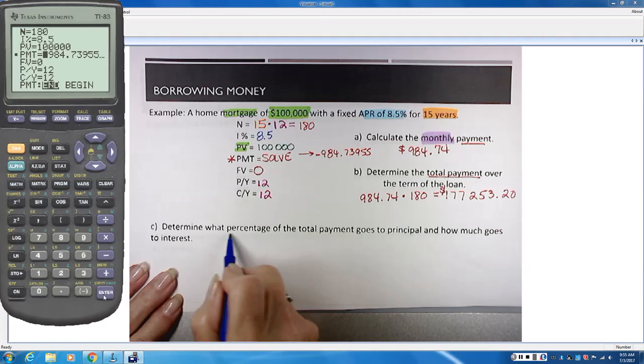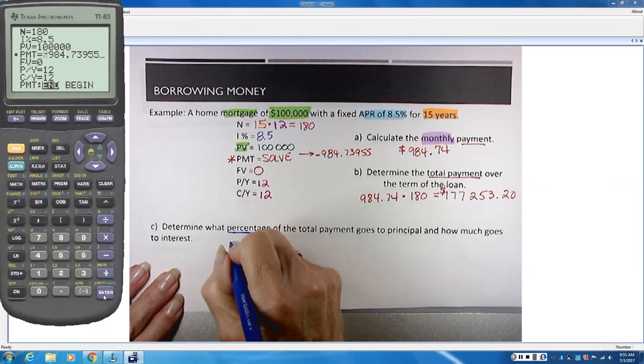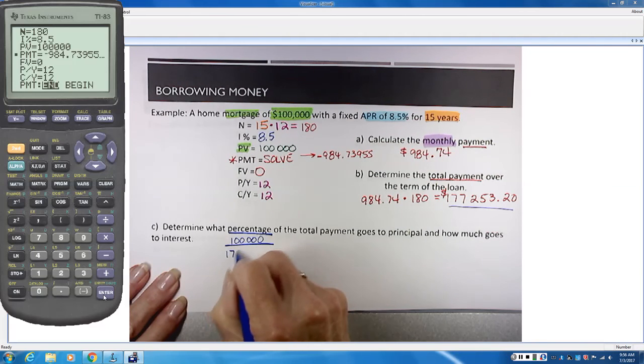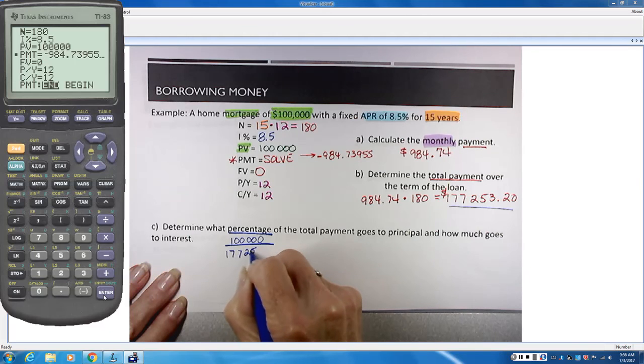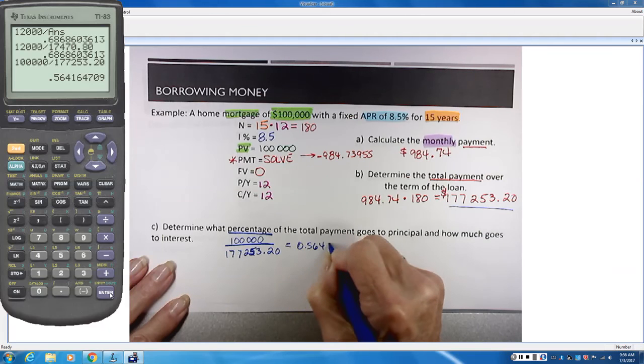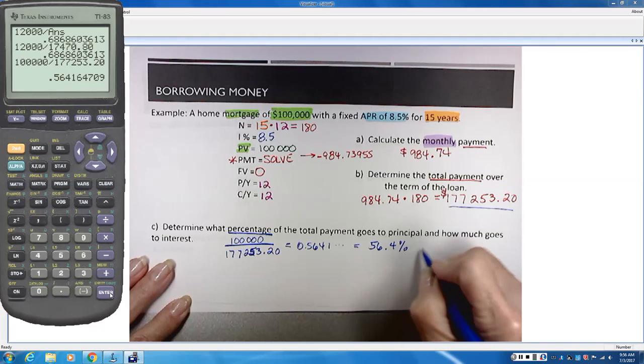And again, on the last question, it says what percentage of your total outlay went to principal and what went to interest. So the percentage of the total payment that goes to the principal would be your $100,000 divided by the total amount that you paid back, which is 0.5641, or 56.4% goes to the principal.